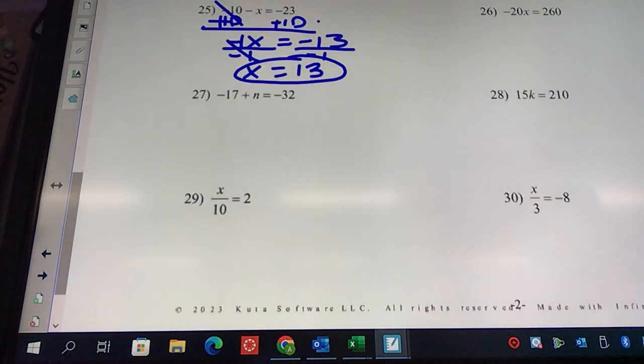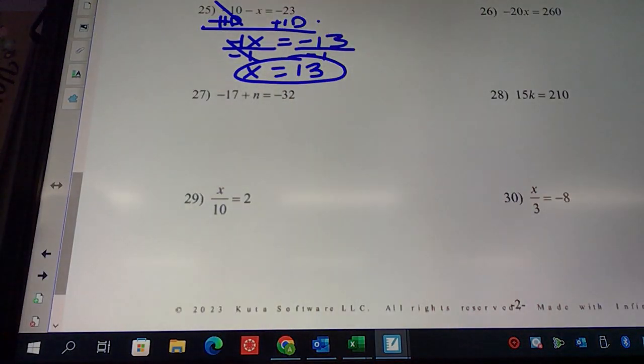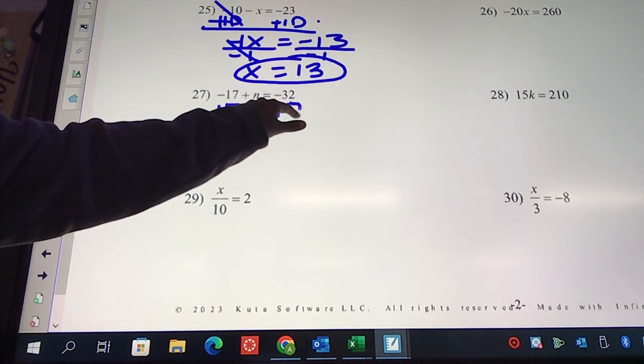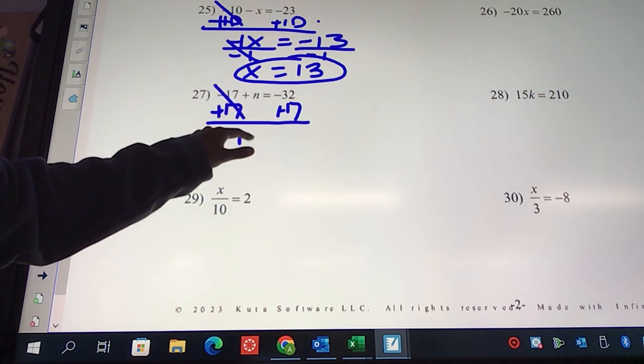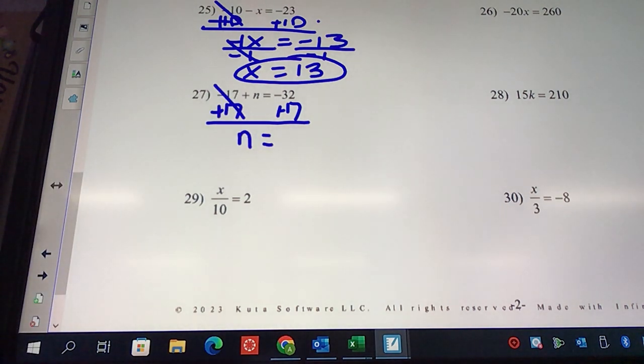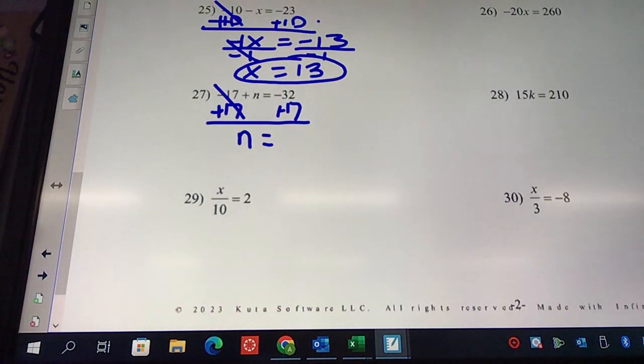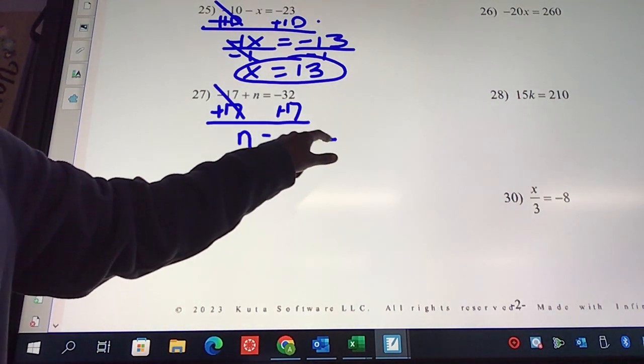Okay, 27, what needs done? Need to add 17. Why do we add and not divide? Since there's a minus in front of it and the n and 17 are together. Perfect, okay, they're not together like, see 28, how they're right next to each other, or 26, they're dang near touching. There's no sign in between, so that lets you know to divide or multiply. Okay, what is negative 32 plus 17? Negative 15, somebody agree?